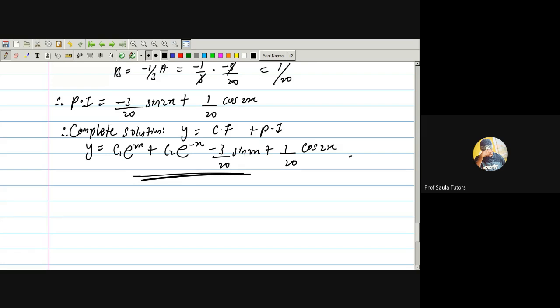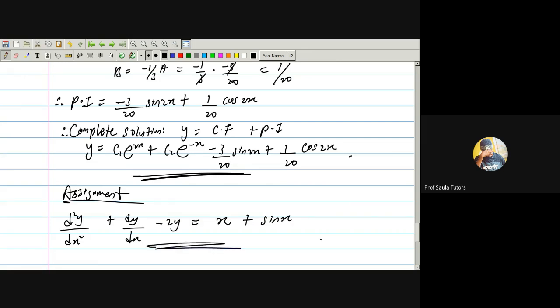Okay. So your assignment, please don't end. This method is what I want you to use for this: the method of undetermined coefficients. d squared y over dx squared plus dy dx minus 2y equals x plus sine x. So that's what you're using for this.